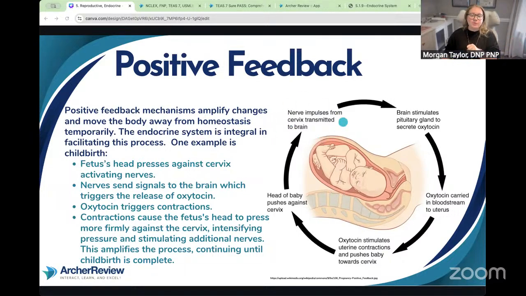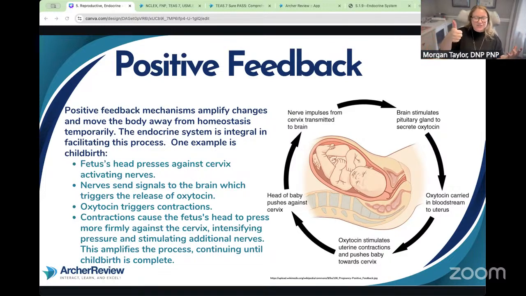So those nerve impulses from the cervix go to the brain, to the hypothalamus. And the hypothalamus is in control. It's got to figure out what to do. It's going to send that signal. The hypothalamus stimulates the pituitary gland, and that sends out the hormone oxytocin. And we go around and around and around until there is a baby.